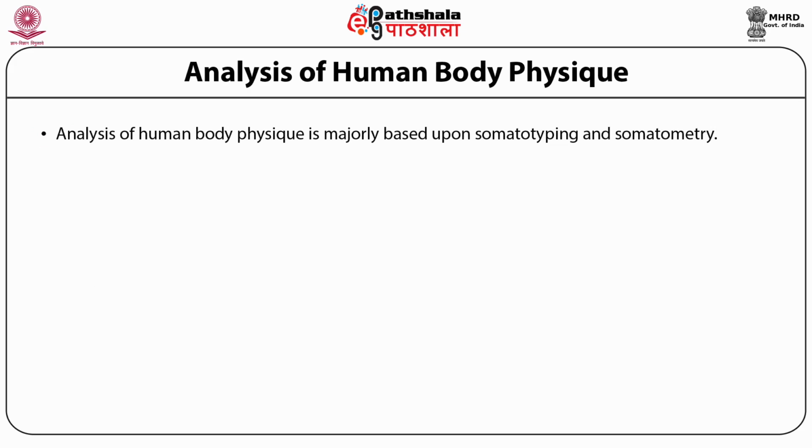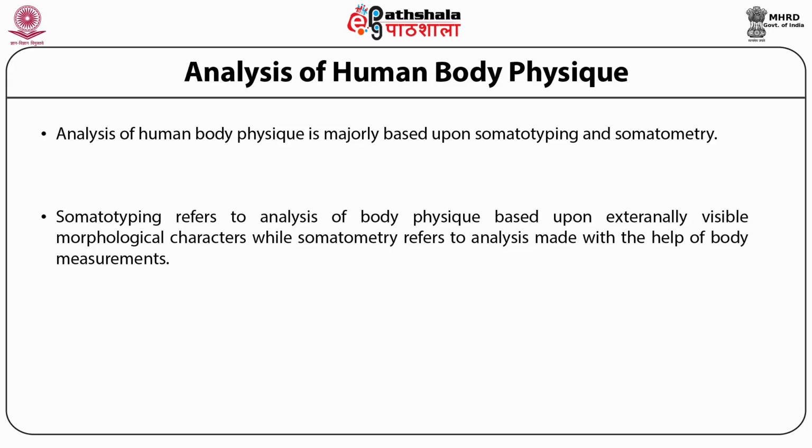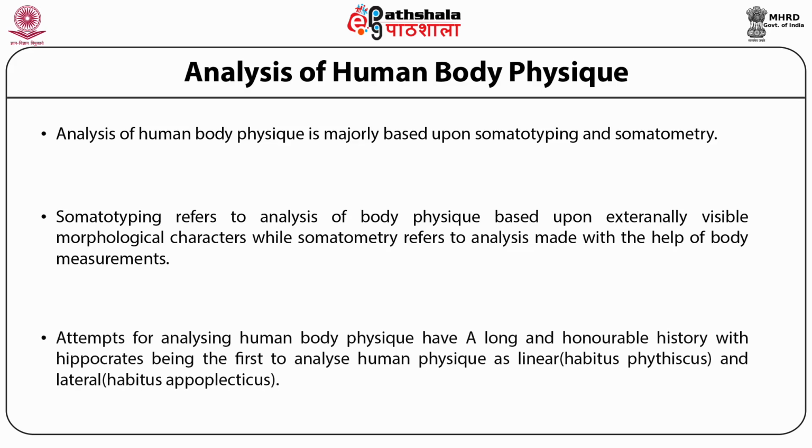Analysis of human body physique is majorly based upon somatotyping and somatometry. These are regarded as central techniques for determining one's body physique. Somatotyping refers to analysis of body physique based upon externally visible morphological characters, while somatometry refers to analysis made with the help of body measurements. Attempts at analyzing human body physique have a long and honorable history, with Hippocrates being the first to analyze human physique as linear and lateral.